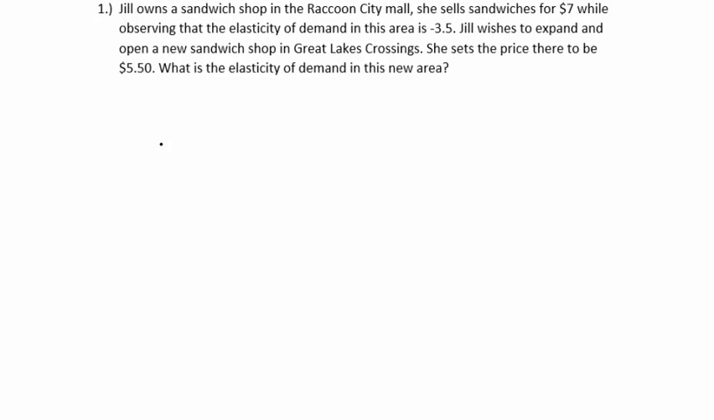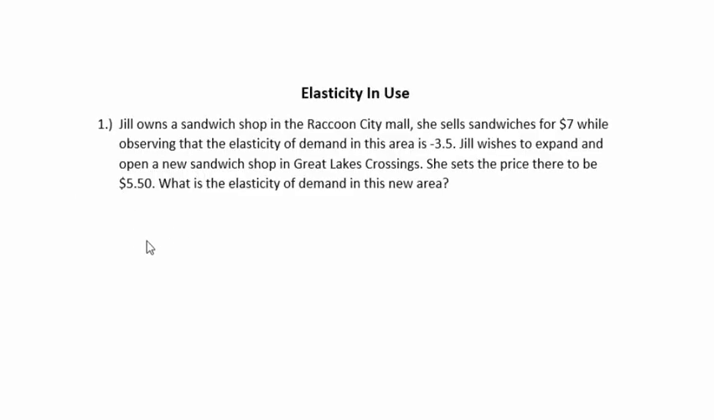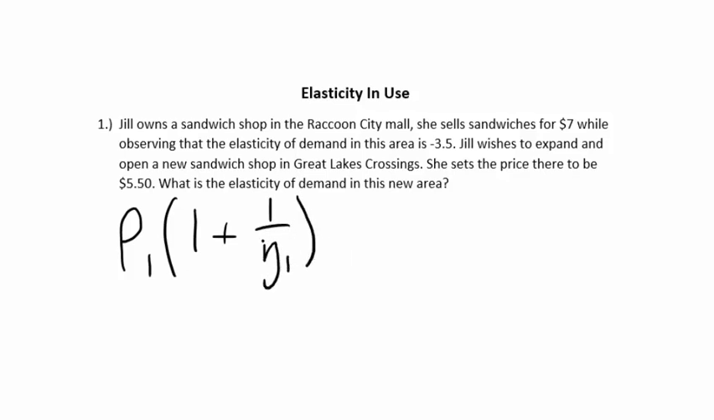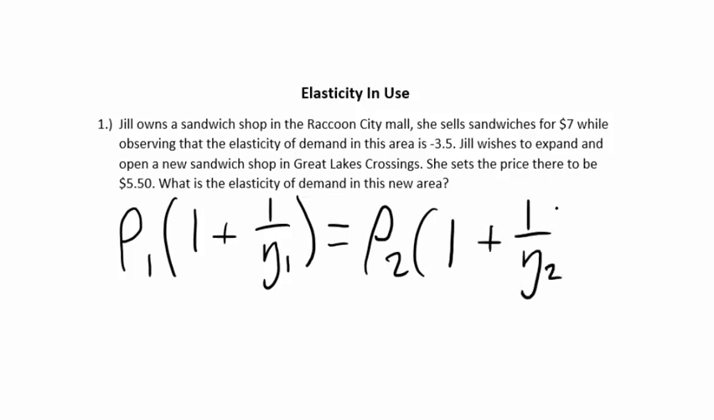Jill wishes to expand and open a new sandwich shop in Great Lakes Crossing. She sets the price there to be $5.50. What is the elasticity of demand in this new area? The formula we want to use is P1 times the quantity of 1 plus 1 over the elasticity 1. So say the 1 represents the Raccoon City demand function, and that would be equal to price of 2 times the quantity of 1 plus 1 over the elasticity of 2. So this would represent Great Lakes Crossing.